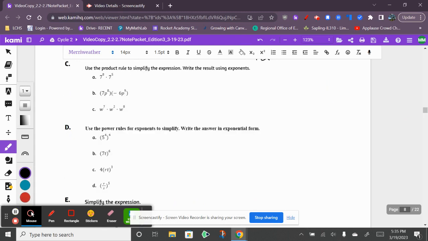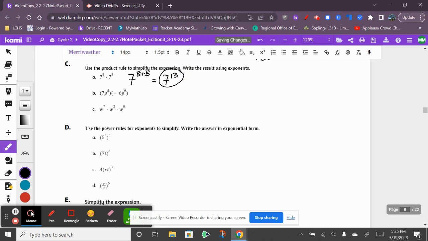For part C, you're going to use the product rule to simplify the expression and write the result using exponents. So for this, we have multiplication with the same base, so we're just going to add the exponents. So we would have 7 to the 13th.